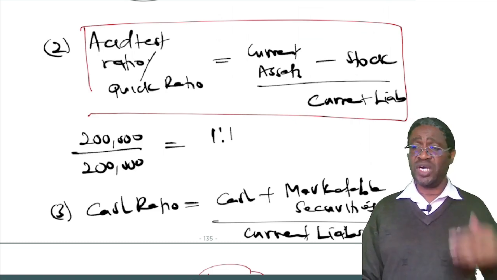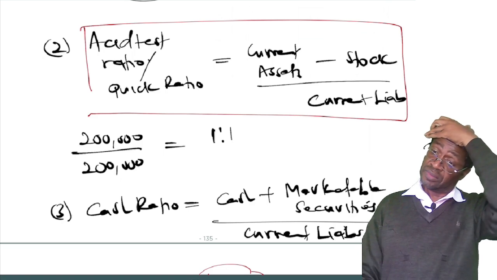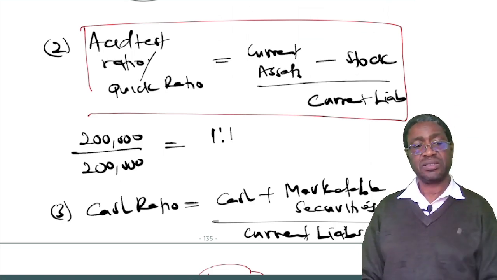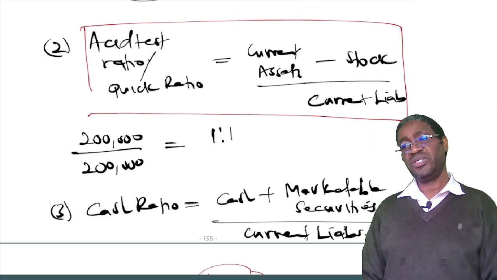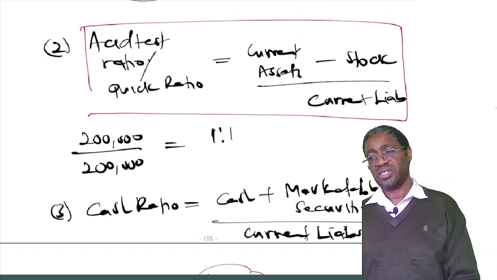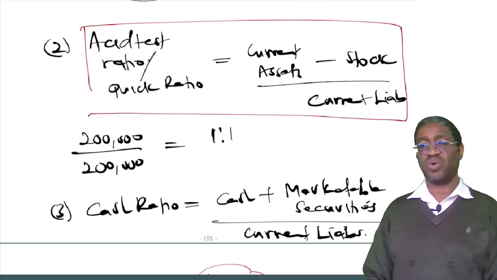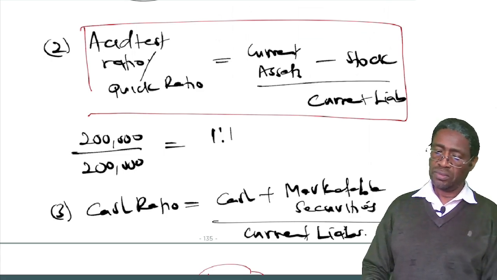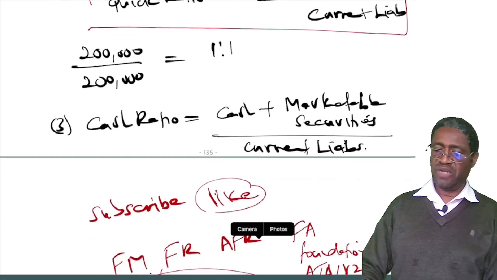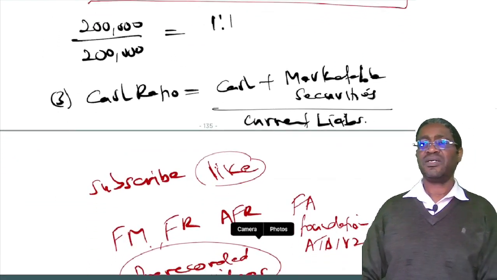Below that, you go ahead and say the standard ratio is 1:1. Then from there you go to number 3, cash ratio.